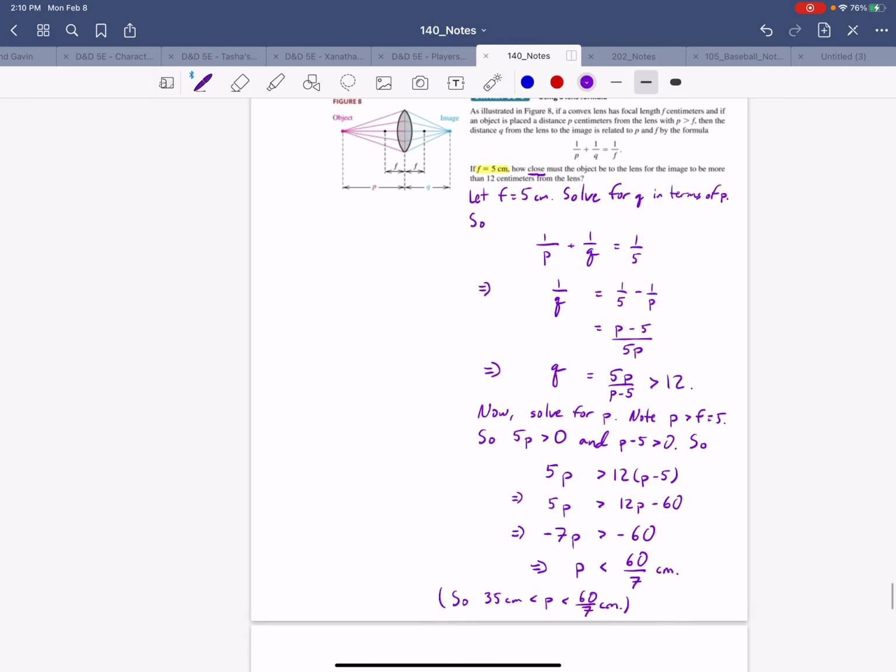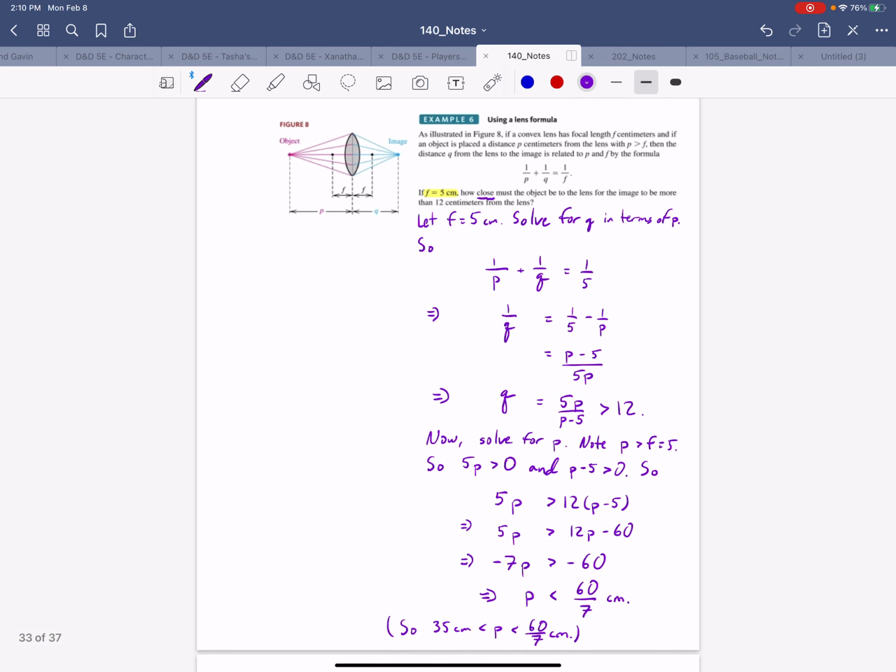Okay? So, nice little application. I learned something new about lens formulas with this, but that's how inequalities can be useful.